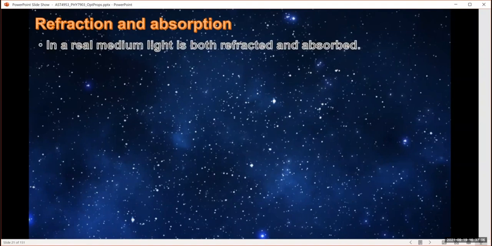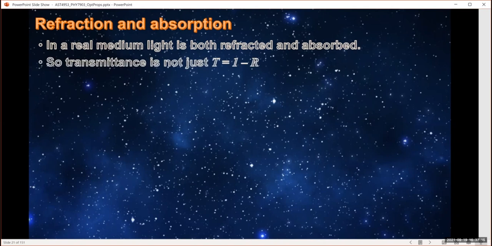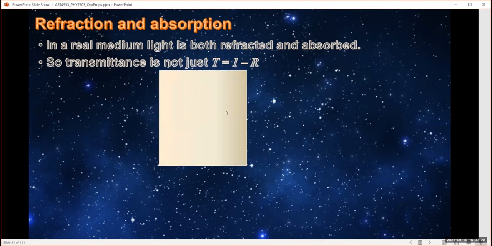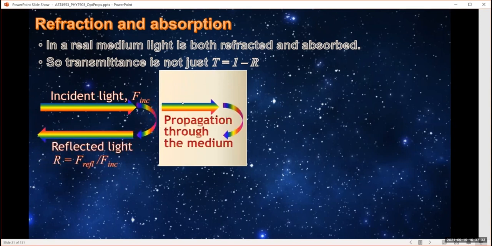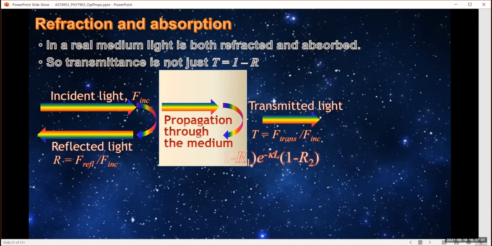Now, in a real medium, you're going to have a couple of effects that happen in transit through the material. You're going to have refraction and absorption. So we can't just say that the transmittance or transmissivity is just 1 minus the reflectivity, because now some of the light gets lost along the way in its passage through the material. So here's my slab of material again. Here's my incident light and my reflected light. Here's the light that's being propagated. Some of it may be reflected at the surface, and then some of it is transmitted through.